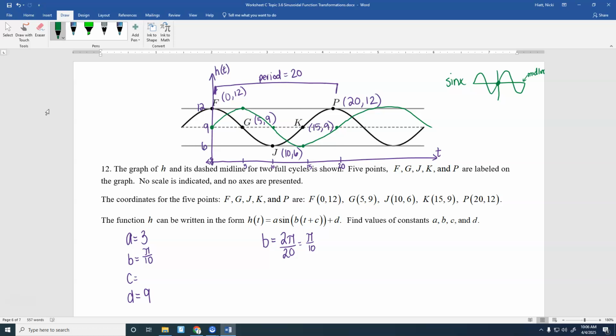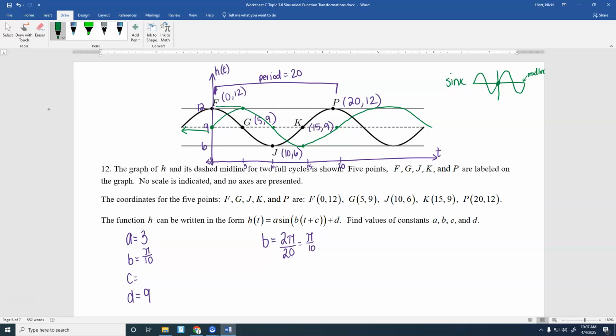But in this case, the period is different. If the period was 2 pi, it would be pi over 2. But the period is different here. So when I shift all these points over this far, you could go to the left or to the right, really. It doesn't matter whether you go to the left or to the right in this case. But left is a shorter distance, so it's easier to see.